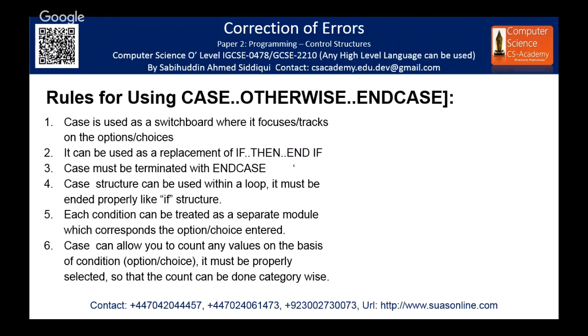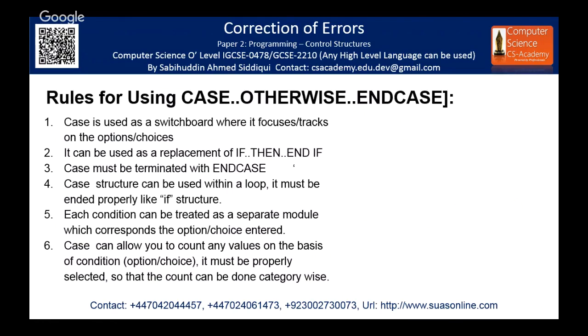That means if you have one choice, and you want to track the total number of ones, how many times one has been selected, you can put a sub counter in relation with one. Whenever one is entered, the counter will move on, counting one by one. In this way you can easily track your program.